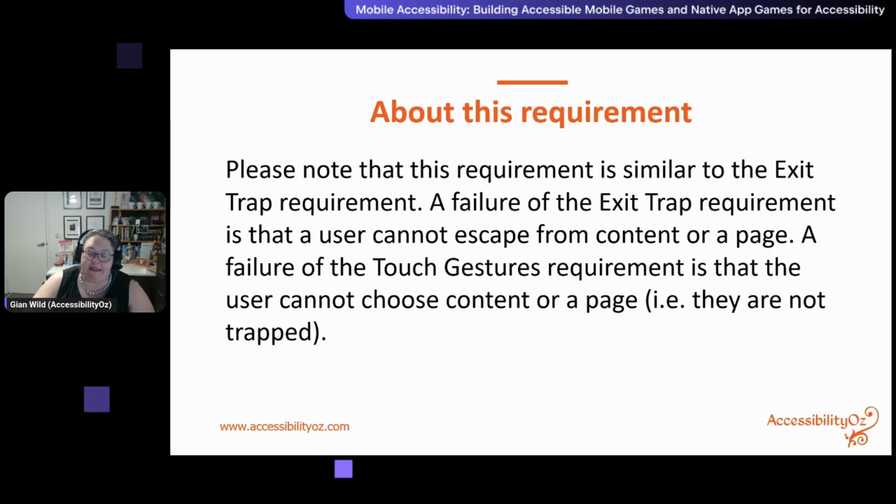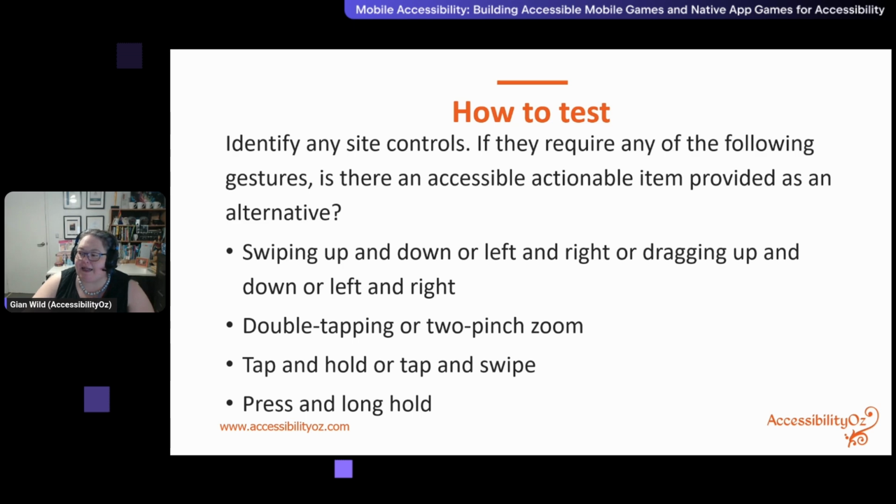A failure of the exit trap requirement is that a user cannot escape from a content or a page. A failure of the touch gestures requirement is that a user cannot choose content or a page, so they're not trapped. And then there's a how to test section, identify any site controls. If they require any of the following gestures, is there an accessible actionable item provided as an alternative? And then you have the different touch gestures that you need to test.